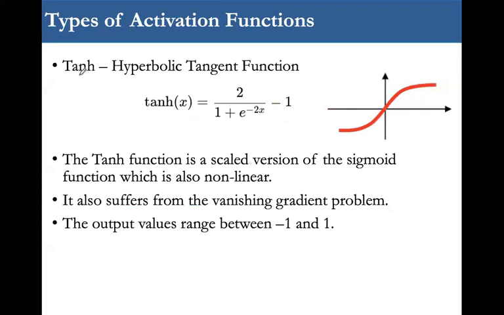and so this activation function is said to be a ramp or step function. The next one is tan h or hyperbolic tangent function. It is represented as tan h of x is equal to 2 divided by 1 plus e power minus 2x minus 1. The representation of tan h is a S-shaped curve. This tan h function is a scaled version of the sigmoid function, and this is also a non-linear function. It also suffers from the vanishing gradient problem. Here, the output value ranges between minus 1 to plus 1.